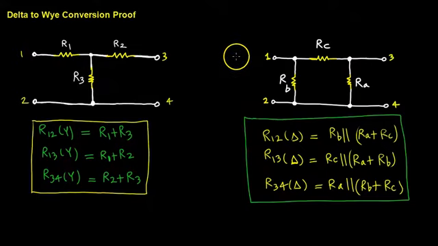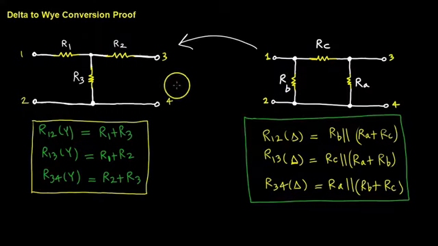Alright, so now let's begin deriving useful relationships between delta and Y circuits or networks by first converting a delta or a pi network to a Y or T network. So in other words, we want to go from here to here. The orientation is kind of awkward, but we're going from right to left here, delta to Y.